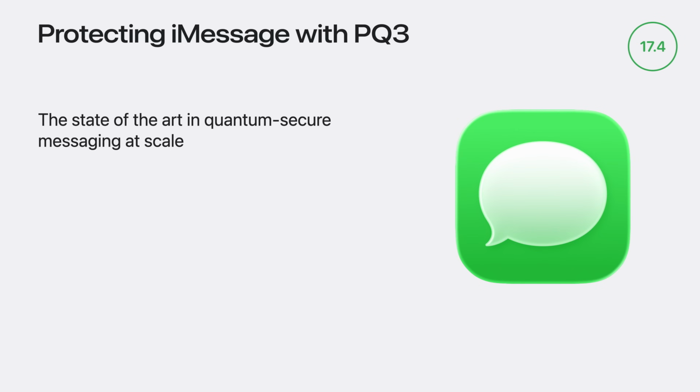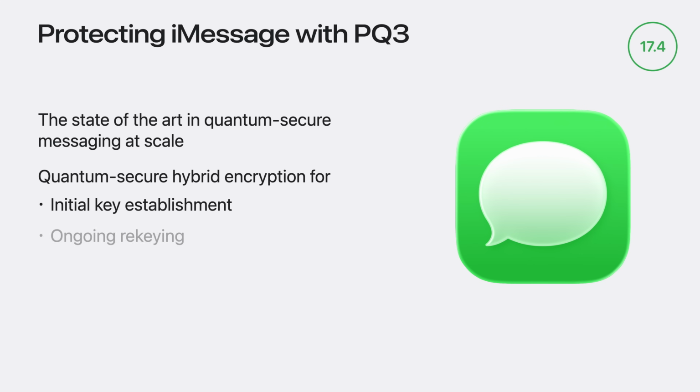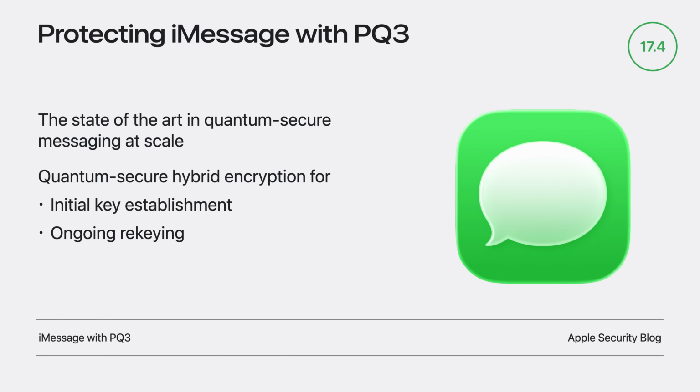In fact, protecting against this attack is so important that Apple has already done this for iMessage. iMessage protects sensitive user conversations sent over the network. To get ahead of quantum attacks, in iOS 17.4, Apple launched iMessage PQ3, which is the state-of-the-art in quantum secure messaging at scale. This rebuilt the iMessage cryptographic protocol from the ground up to provide quantum-secure hybrid encryption for initial key establishment and ongoing rekeying in conversations. Read the Apple Security blog for more details about the motivation and design of iMessage PQ3.